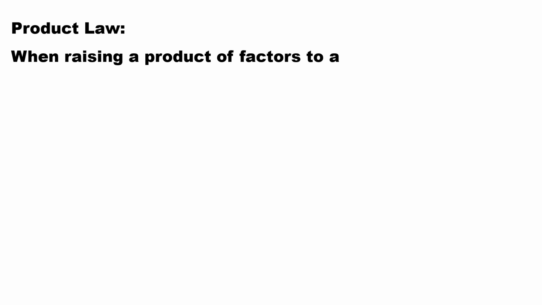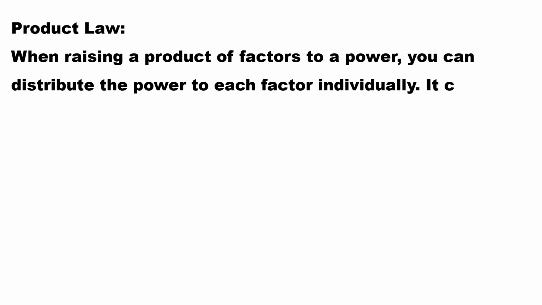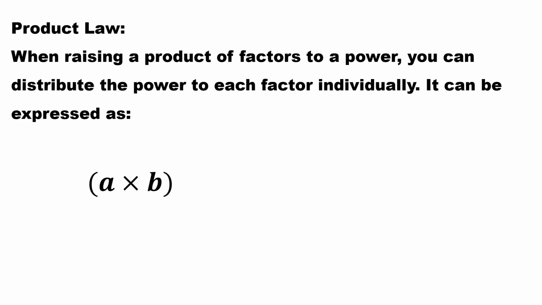Product law. When raising a product of factors to a power, you can distribute the power to each factor individually. It can be expressed as (a multiplied by b)^n equal to a^n multiplied by b^n.